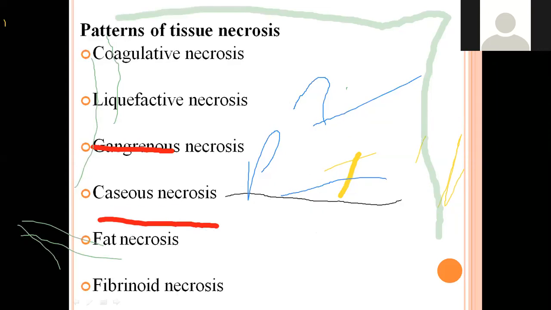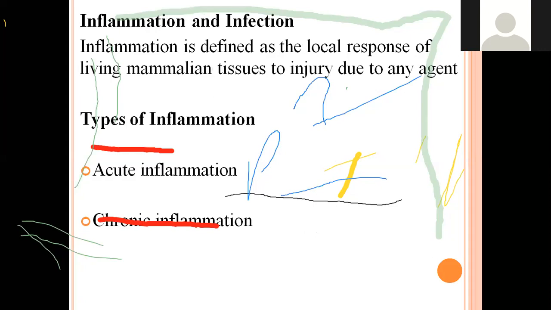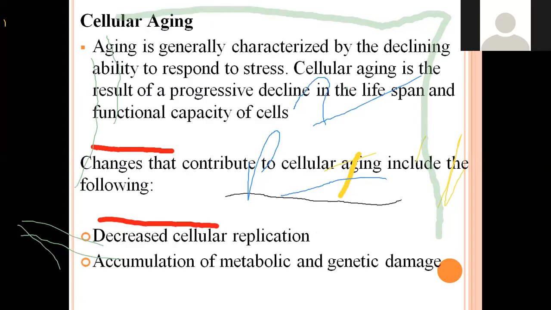So we'll quickly move on to cellular aging. Aging is generally characterized by the declining ability to respond to stress. Cellular aging is the result of a progressive decline in the lifespan and functional capacity of cells. Now, cells are programmed in such a way that a younger person can easily repair its own cells. But as aging comes in, the cell may not be able to perform the same function it has been performing before.